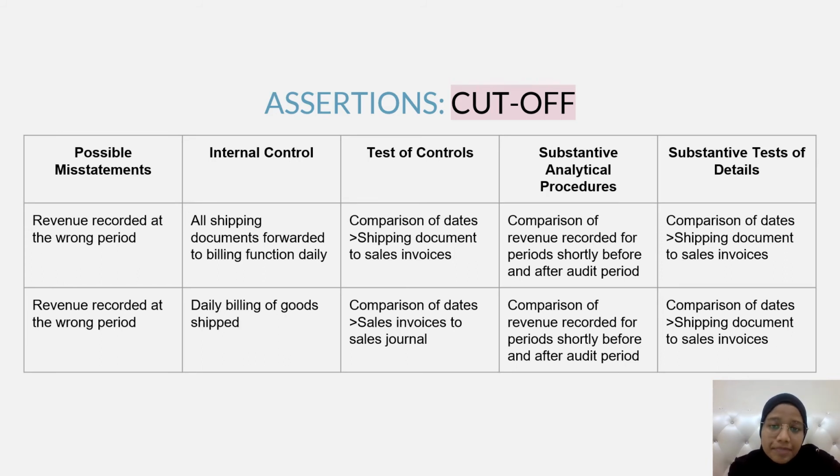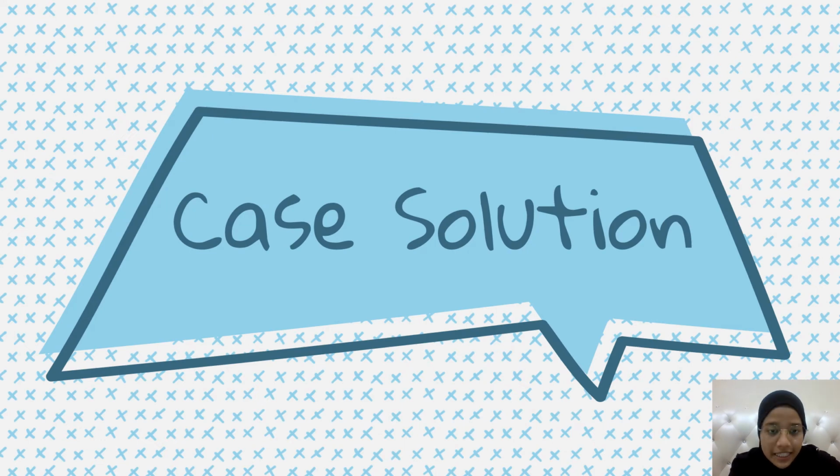Also, the auditor can perform a substantive analytical procedure, where the revenue recorded for the period shortly before and after the audit period is compared. The auditor can also perform substantive tests of details, where the comparison of dates in shipping documents to sales invoices is done in more detail. So let's continue our presentation with the case solution.